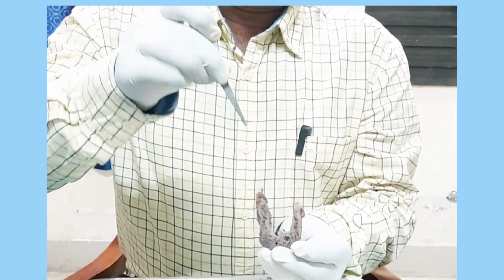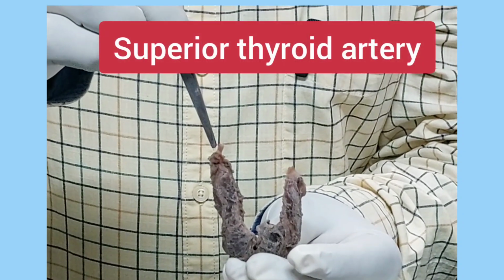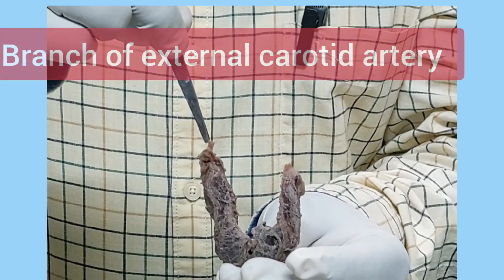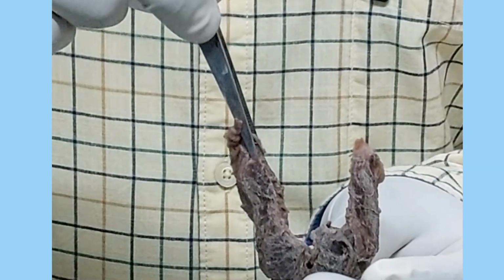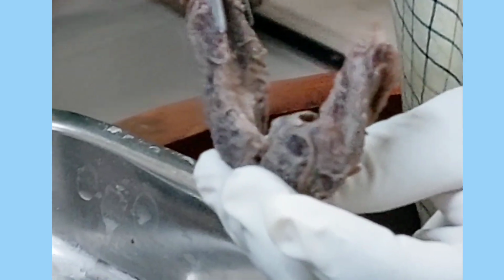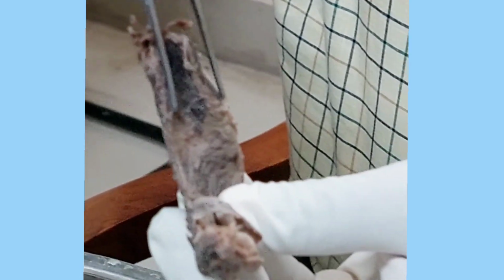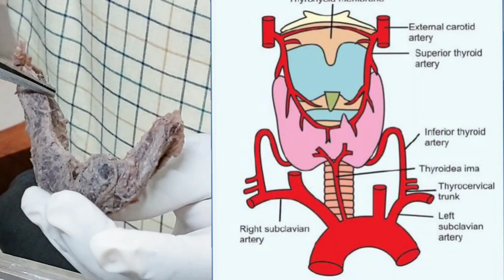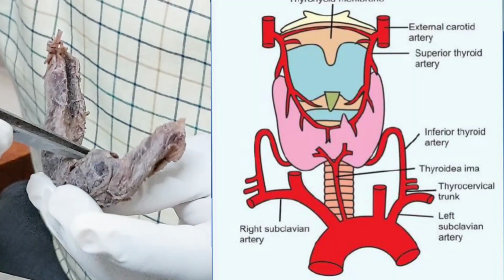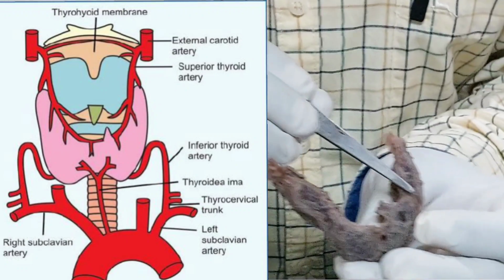Then the relations on the anterior border. Here there is one artery, called the superior thyroid artery, which is a branch of the external carotid artery. Here it divides into an anterior branch and a posterior branch. The anterior or descending branch follows the anterior border, and the posterior branch follows the posterior border. The anterior branch follows the anterior border up to the upper border of the isthmus. Similar things happen on this side also.